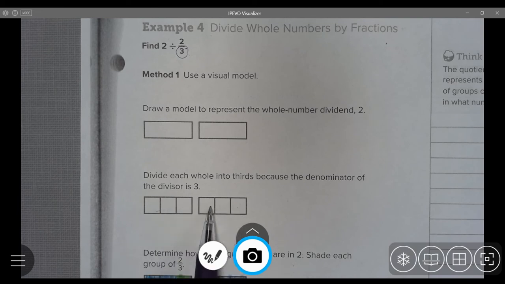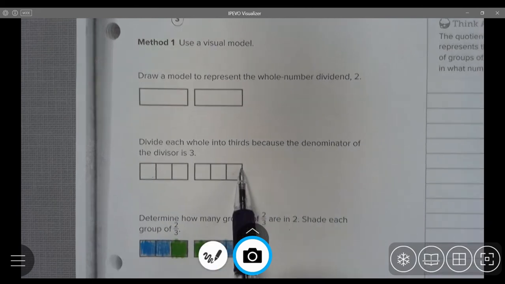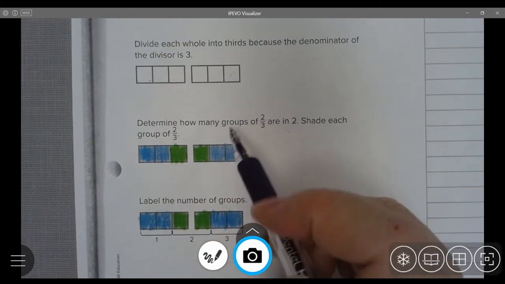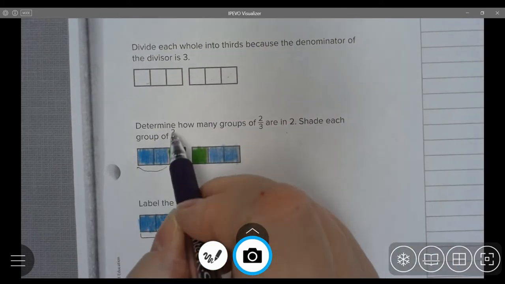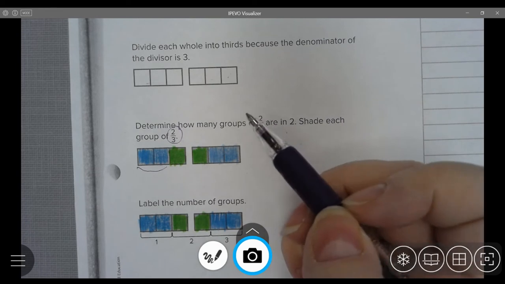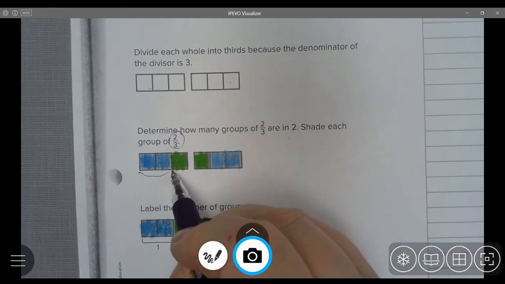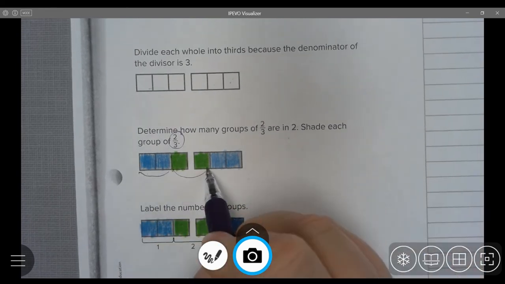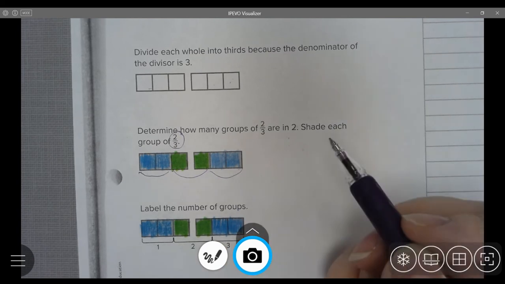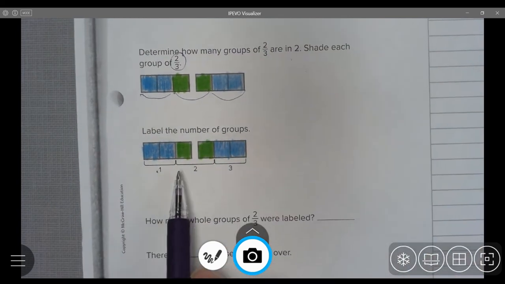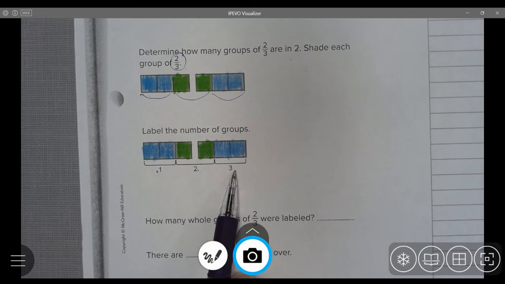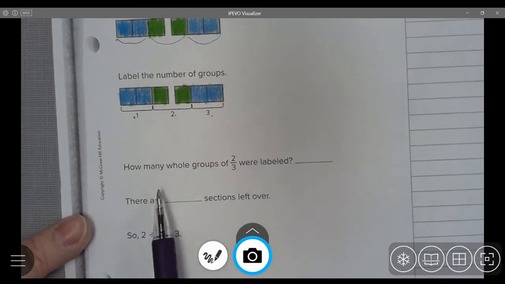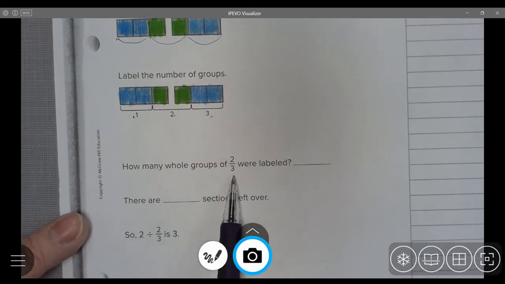1, 2, 3, 1, 2, 3. Then we are going to group them together in 2s because we were having 2/3 in our original problem. So here's 2, here's 2, here's 2. So we could say there's 3 groups of 2. So how many whole groups of 2/3 were labeled?